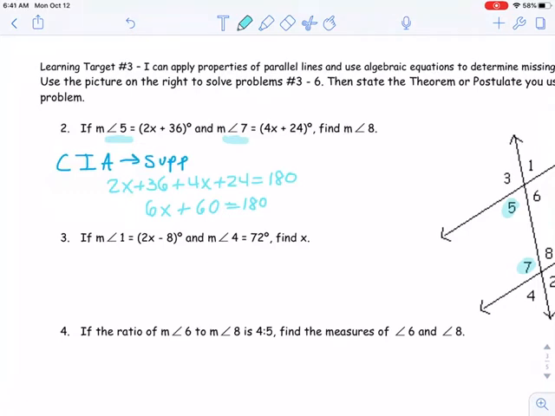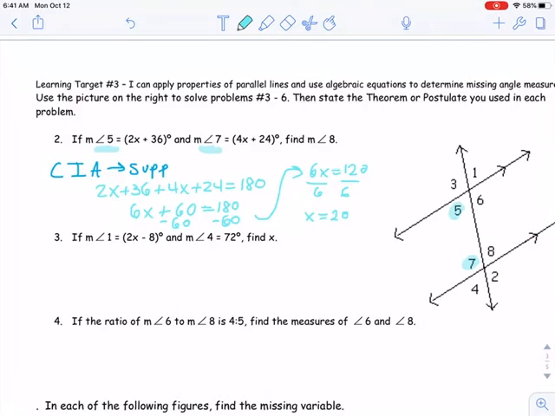Remember, it's all on the left-hand side, so that's why it's combined like terms. Now, what I'm going to do is subtract 60 from both sides. How do I undo plus 60? I subtract it. I'm going to get 6x equals 120. Divide by 6. And x is going to be 20.